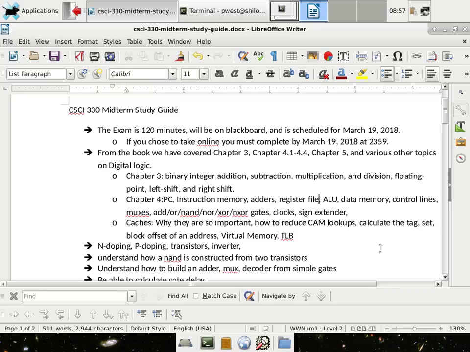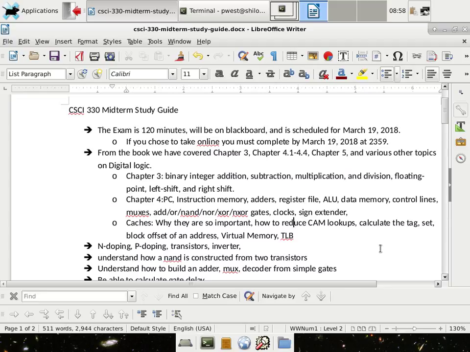Adders, register file, ALU, data memory, control lines, muxes, and the gates: AND, OR, NOR, XOR, NXOR, clocks, and sign extender. Is the NXOR a thing? Yes, it's always a thing. That's not XOR, it's not XOR. There's no NOT though.